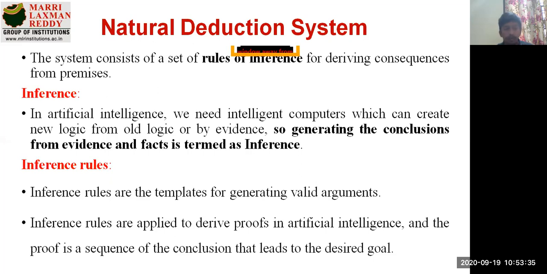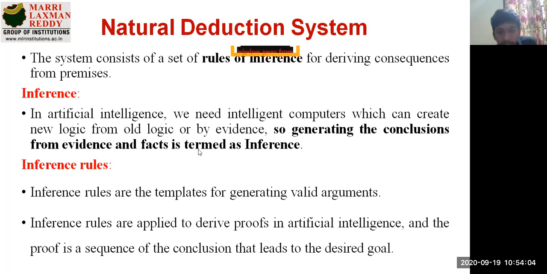And yeah, so we'll talk about these inferences. So let's see what an inference is in artificial intelligence. In AI, we need intelligent computers which can create new logic from the old logic. So you'll have some previously available logics. With understanding of those logics, we need to go for the new logics by giving some proper evidence. So generating conclusions from evidence and facts is termed an inference.